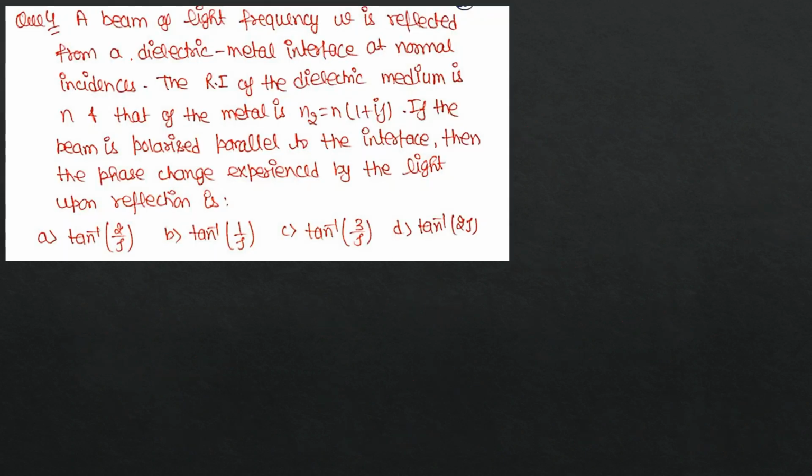Next question. This will be number 8. A beam of light of frequency omega is reflected from a dielectric-metal surface at normal incidence. The refractive index of the dielectric medium is n, and that of the metal is n2 equal to n(1 + iρ). If the beam is polarized parallel to the interface, what is the phase change experienced by the light upon reflection? Phase change is asked here.